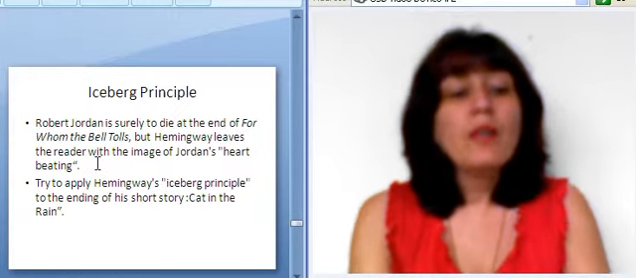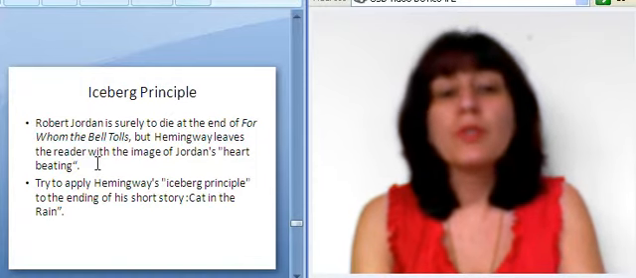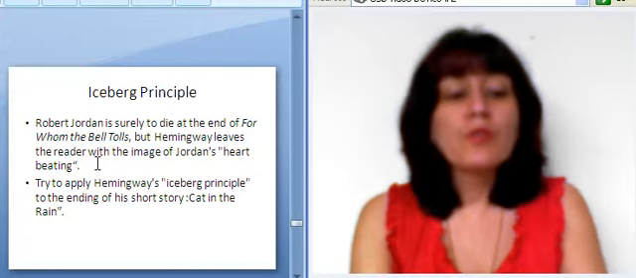Robert Jordan is surely to die at the end of For Whom the Bell Tolls, but Hemingway leaves the reader with the image of Jordan's heart beating. Now try to apply Hemingway's iceberg principle to the ending of his short story Cat in the Rain.